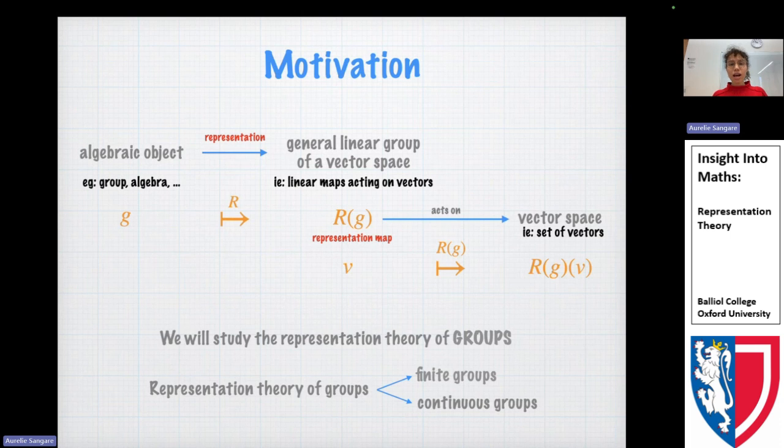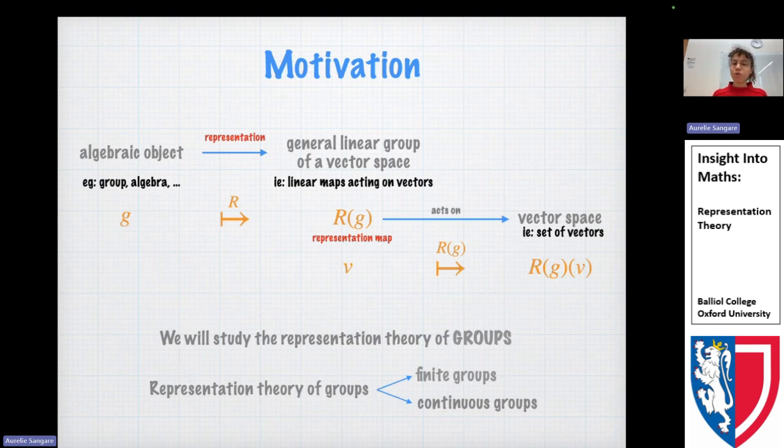And now when I give you the formal definitions, I'm going to restrict to the representation theory of groups, meaning that rather than considering any abstract algebraic objects, I'm going to only consider groups. And you have two types of groups. You have finite groups and continuous groups, and this will give you two different kinds of representation theory of groups.